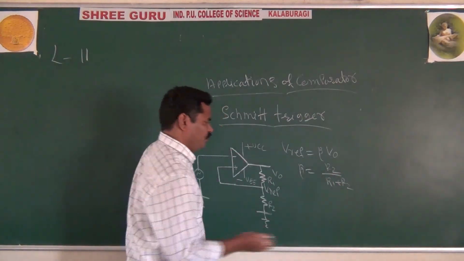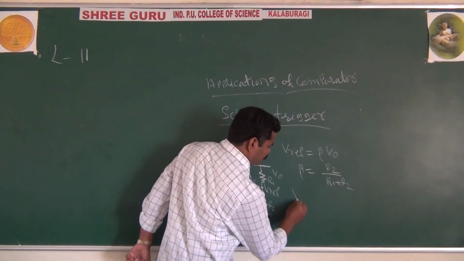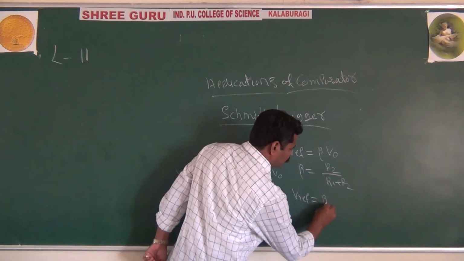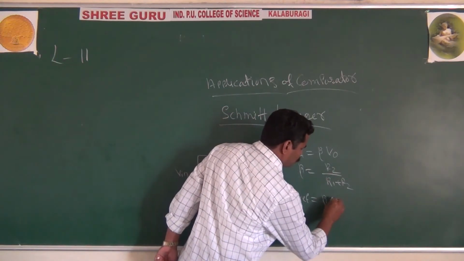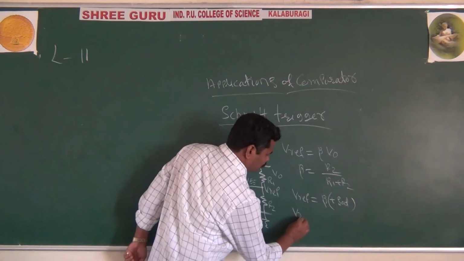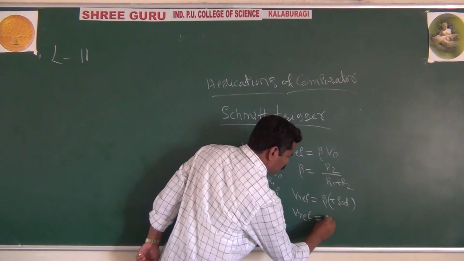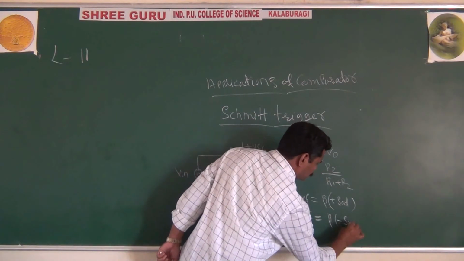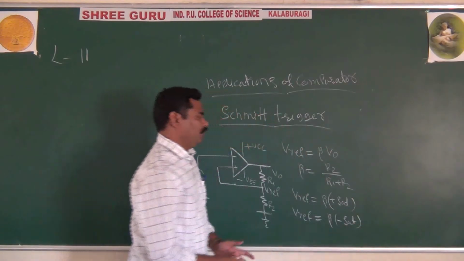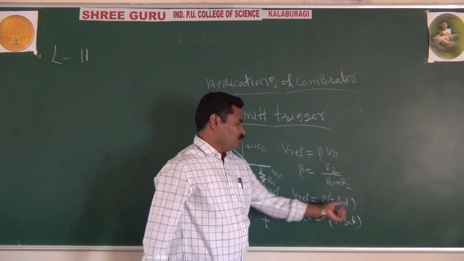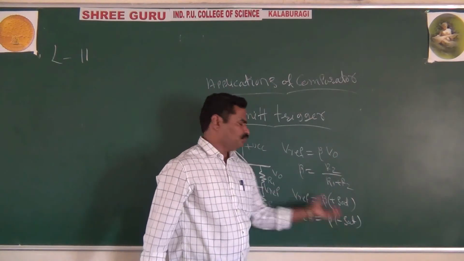Or you can write V reference equal to beta into positive saturation, or V reference equal to beta into minus saturation, where beta equal to R2 by R1 plus R2. V naught is nothing but positive saturation or negative saturation.